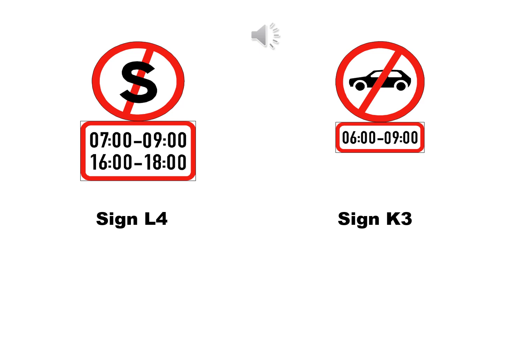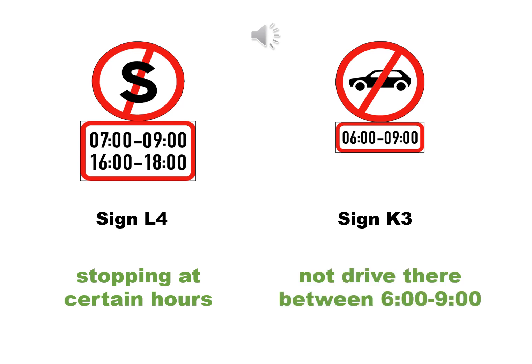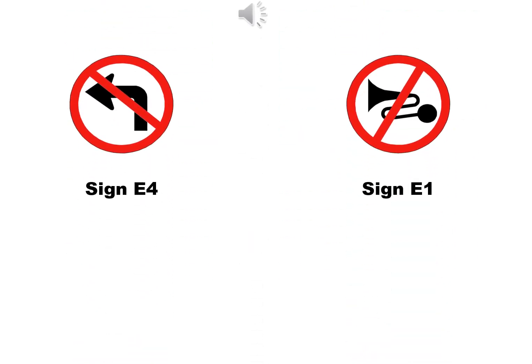Sign L4 prohibits you from stopping there at certain hours. Sign K3 shows you that you may not drive there between 6 and 9. Sign E4 shows you may not turn left ahead. Sign E1 prohibits you from using your hooter.